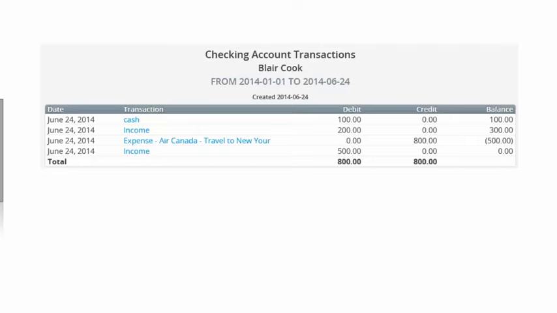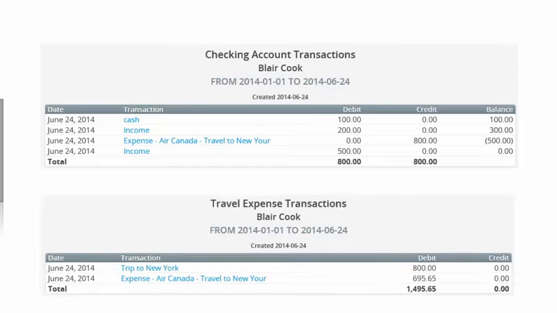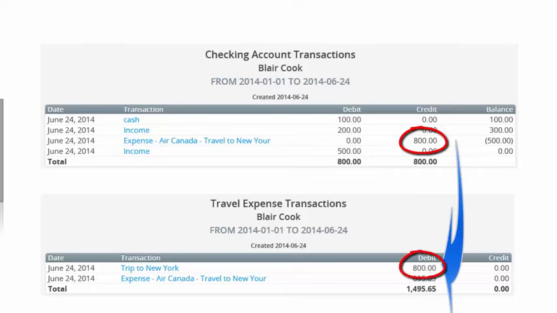Now in this view, you're only seeing one side of the journal entry. To see the other side, you have to look in the other accounts. So for instance, the $800 travel expense was a credit to cash as cash left the business. And it was debited to the travel expense account for the same $800.